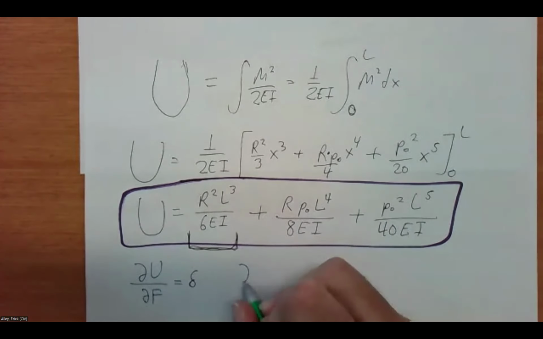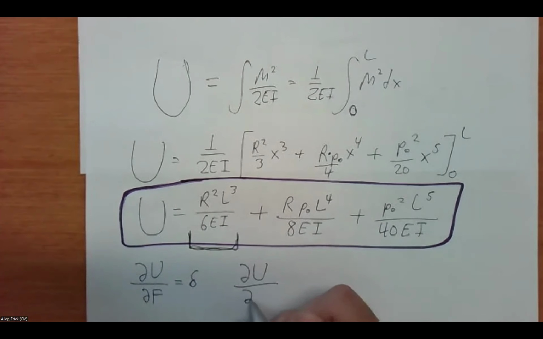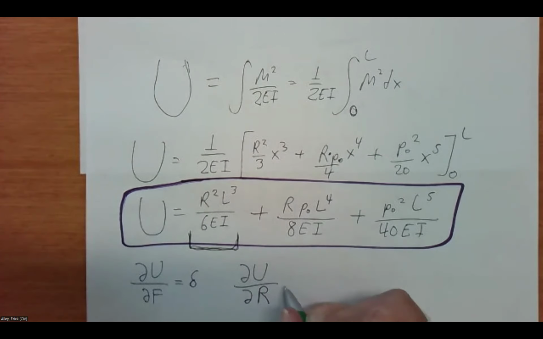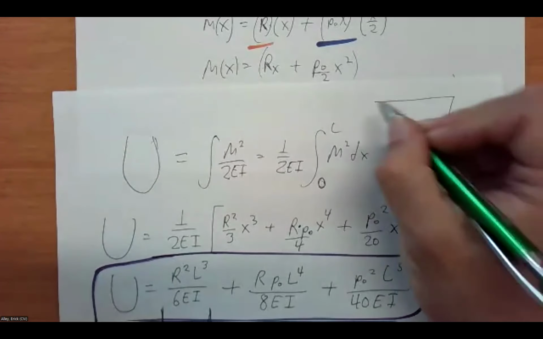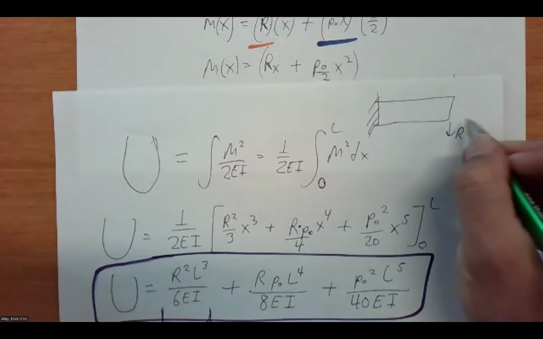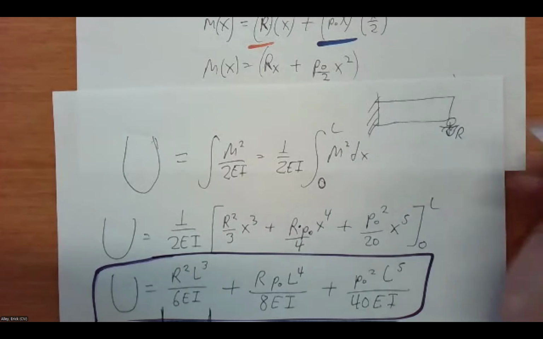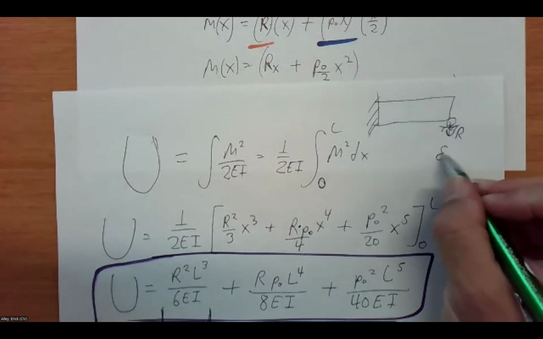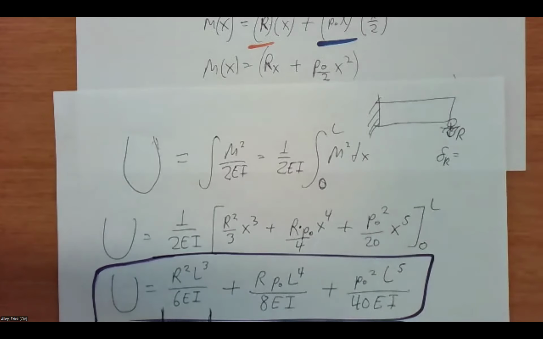All right, so let's apply this. We're going to take dU dR. That's equal to the displacement at my reaction. Now, when we set this thing up, we put that reaction there, but what was there before was a pin, right? So what do I know about the displacement at that spot?